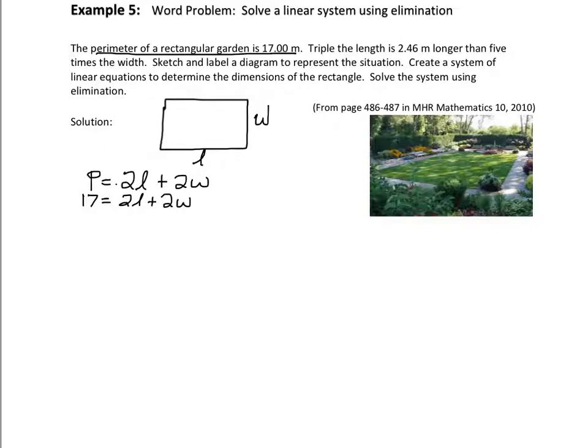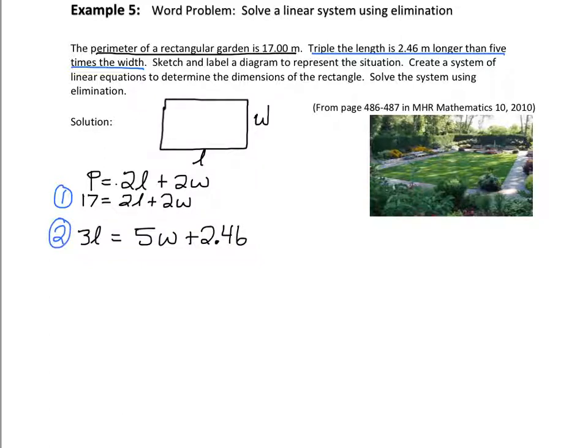That can be our first equation, number 1. Our second equation we can get from the next sentence, which says triple the length is 2.46 meters longer than 5 times the width. So when you set that equation up, you get 3L is equal to 5 times the width plus 2.46 meters longer. And that's going to be equation 2.